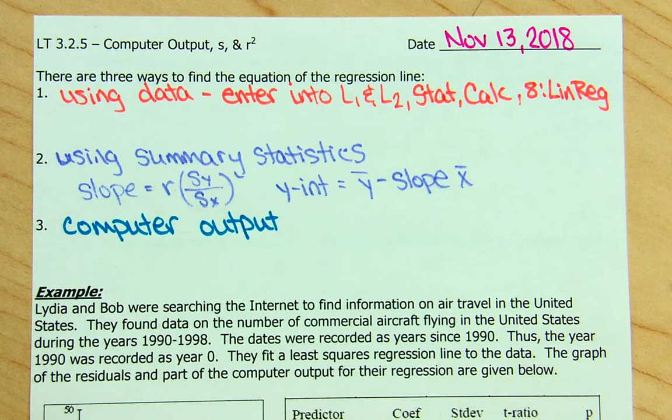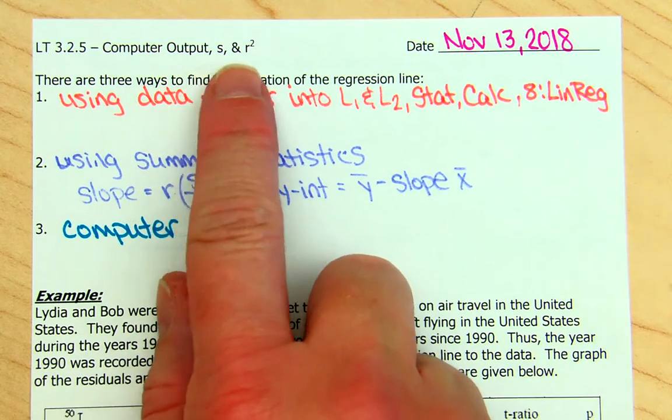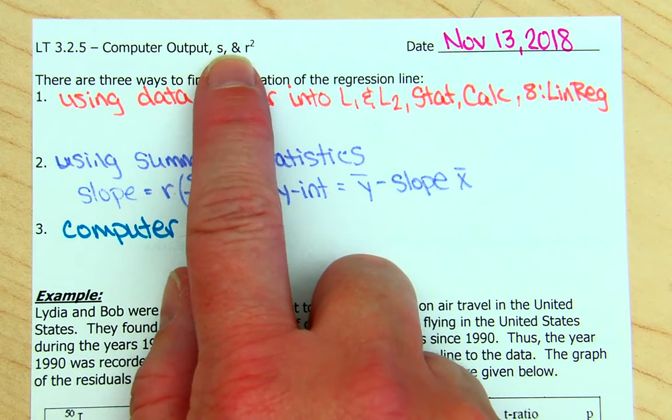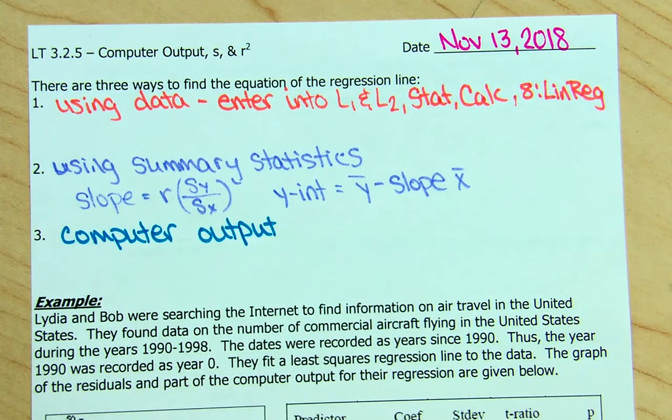So we need to be able to read computer output and find the values that we need. So that's what we're going to be looking at today, is how do we find this on computer output. And we're also going to be adding in a couple of other variables and talking about what these represent and how to interpret them. So that's also going to be in today's lesson. But computer output is kind of our focus.